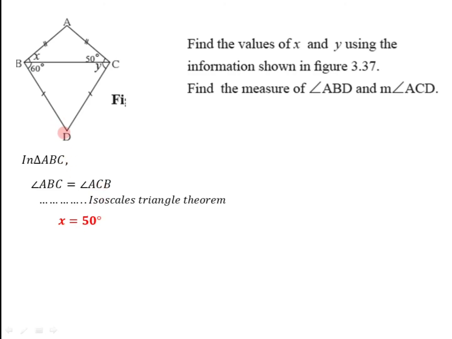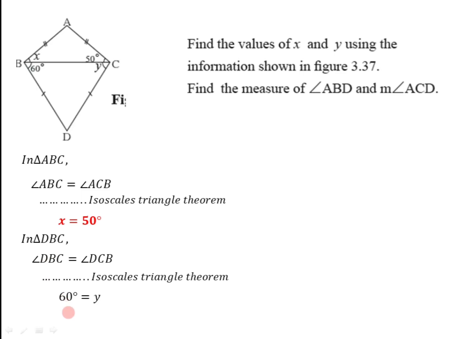In the same way, we can do it for triangle DBC. In this triangle also, side BD and side DC are congruent. That's why angles opposite to them are also congruent. This angle DBC is congruent to angle DCB by the isosceles triangle theorem. Measure of angle DBC is given to be 60, so we'll replace angle DBC by 60, and measure of angle DCB is denoted by letter Y, so it is replaced by Y, to get the value of Y equal to 60 degrees. So this is the answer of the first question, that is, we have found the values of variables X and Y. Now we have to find the measure of angle ABD.